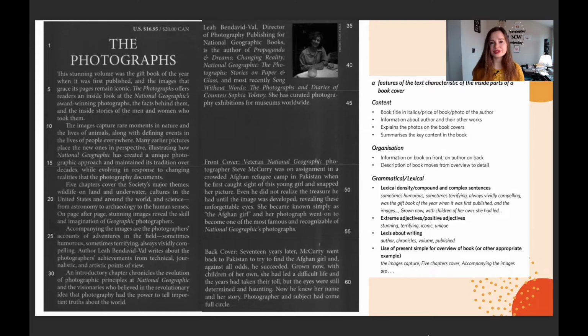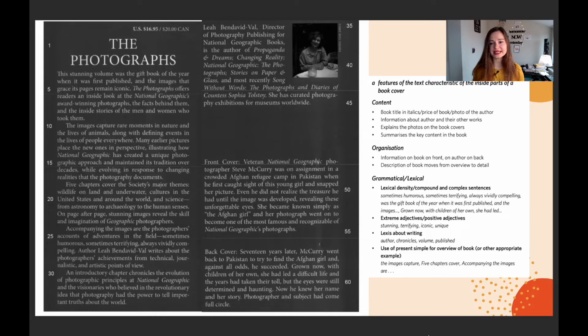We can easily notice that information on the book is on the front side and also on the back side, which is quite common for the cover and the front side of the book. Then, description of the book moves from overview to detail. If we have a look at grammatical and lexical features, we can easily notice the following ones.